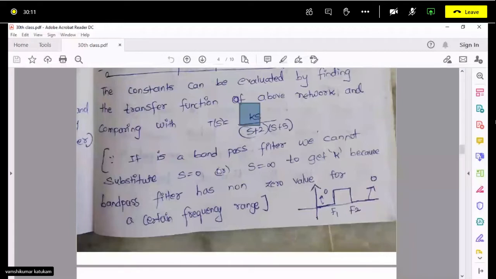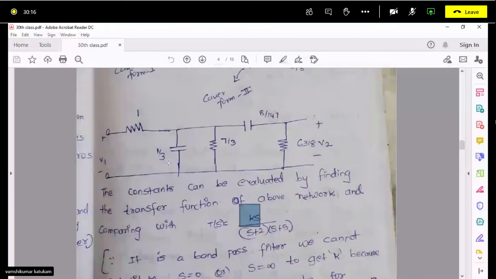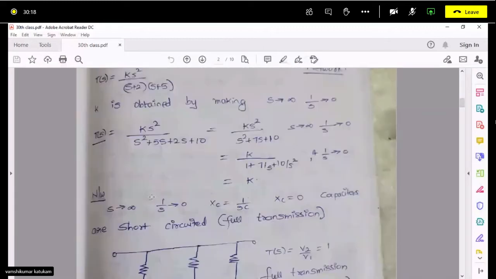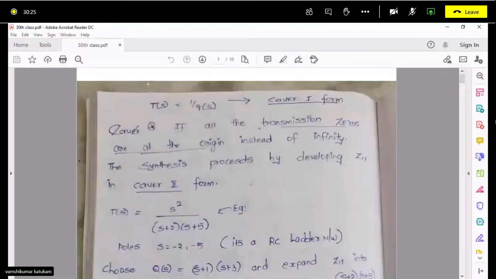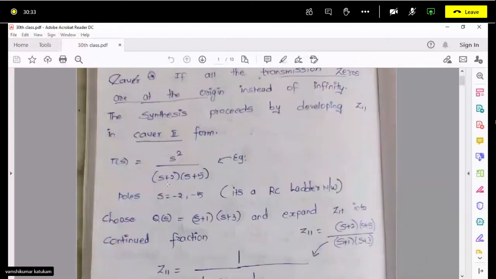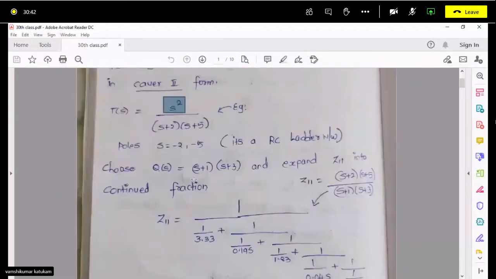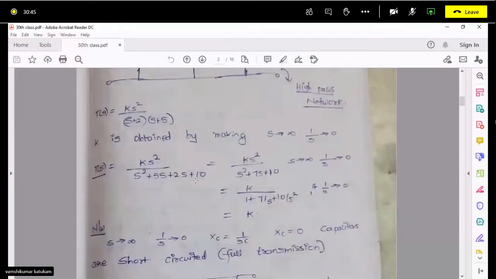So till now we have seen three forms. Before going to the LC ladder, let me quickly summarize the two forms of the function we have seen. One is where the numerator is 1, which is a low pass filter. One more is where the numerator is s square, which is a high pass filter, and you have to use KR form 2. Okay, for a high pass network you have to use KR form 2.